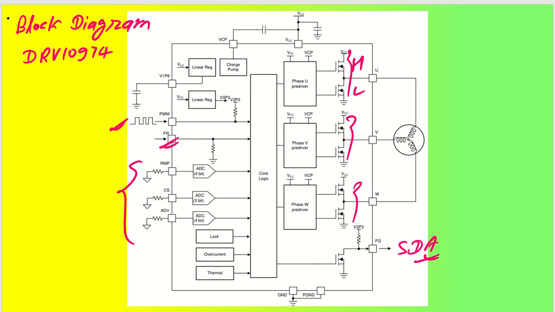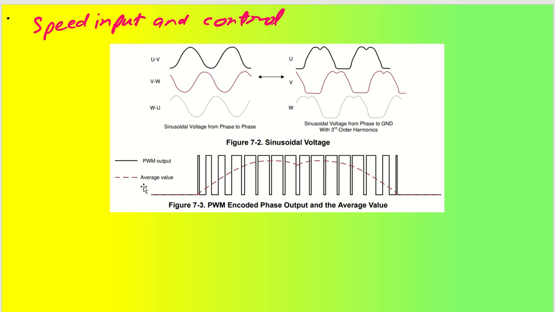Let us get deeper into how this particular motor driver works and what things we need to take care of. As you can see, we have speed input controls. Let us say we have UV phase, VW phase and WU phase. As you can see, they are phased with little bit of differences, right? The dark black line is the PWM input, and this is the average value that is calculated.